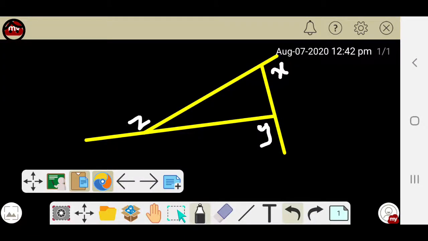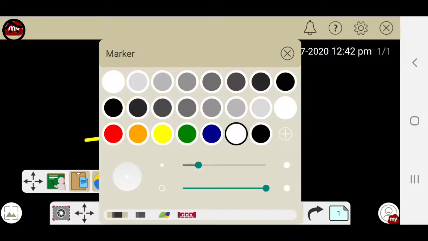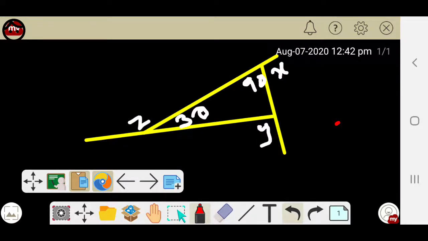90, then 30. Yes, dear children, how will you find out? We have to find out the sum of x, y and z. Here, yes, this angle 90 means the remaining angle, you know that here is a straight angle. This 90 means this x equal to 90. Then here also is a straight angle. Here 30 means total we have to get 180. So z equal to 150.